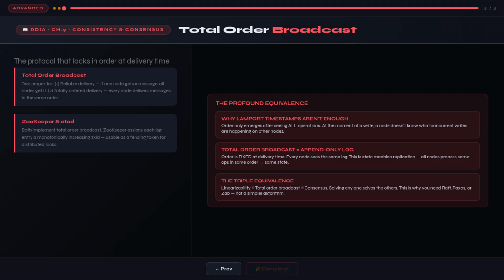Here's the profound connection the book reveals: total order broadcast is equivalent to consensus. Solving one solves the other. And linearizable compare-and-set operations on a register are also equivalent to both. These three things, linearizability, total order broadcast, and consensus, turn out to be the same fundamental problem. Which is exactly why, to solve them, you need dedicated consensus algorithms like Raft, Paxos, and ZAB.